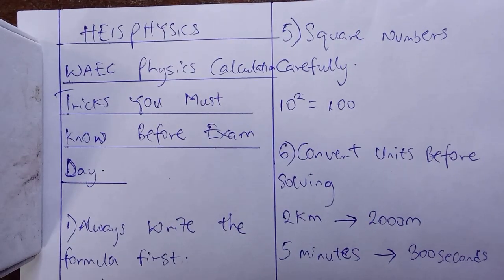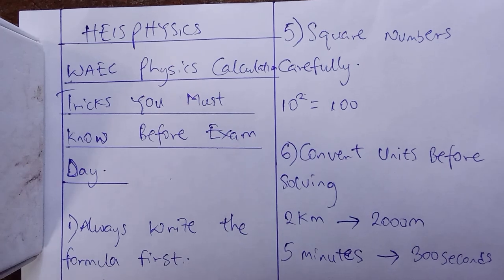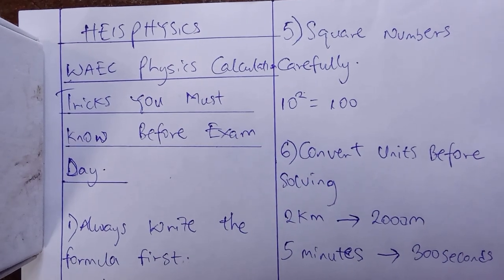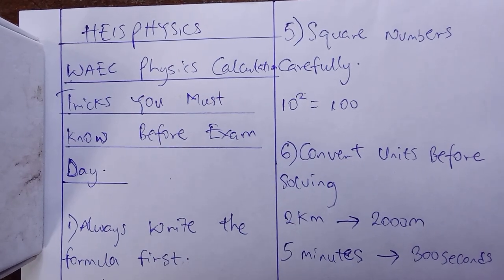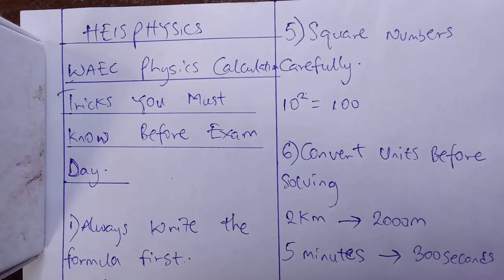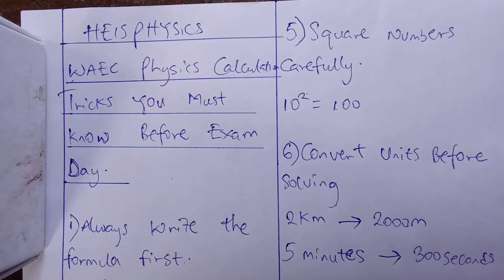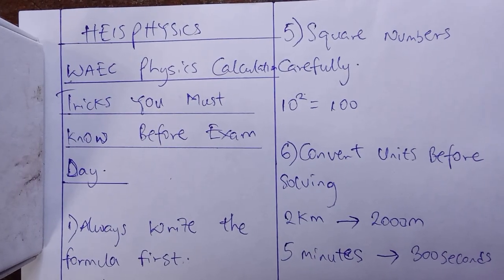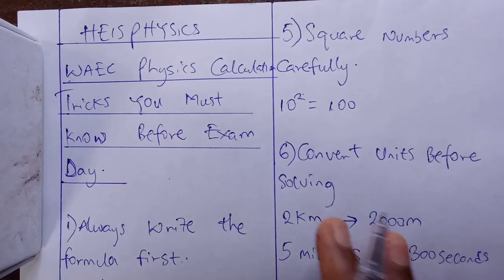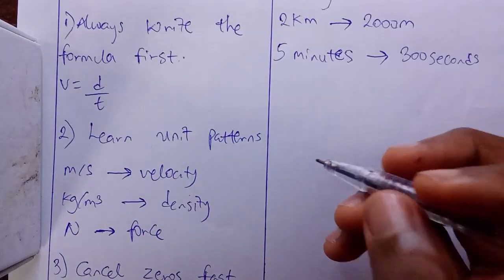So this is a very, very important trick. Always convert to the SI unit first, except stated otherwise. Sometimes a question will tell you to solve in kilometer, but if they don't pinpoint it, ensure you convert to the SI units for all the physical quantities. Convert units before solving. That is the sixth trick. Trick number 7.